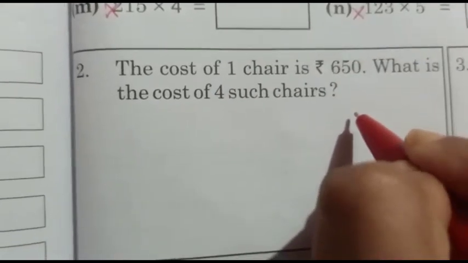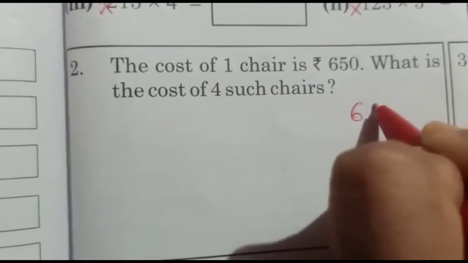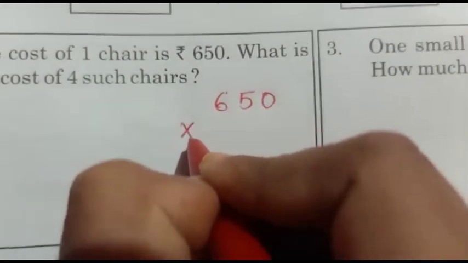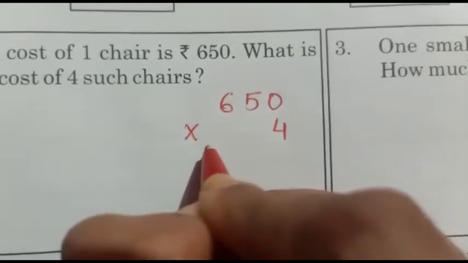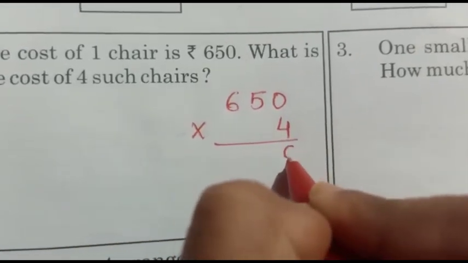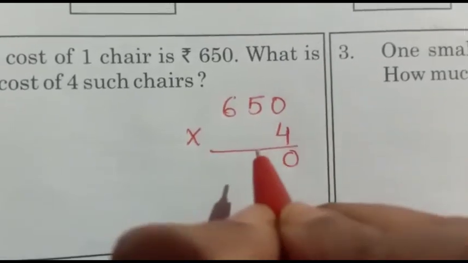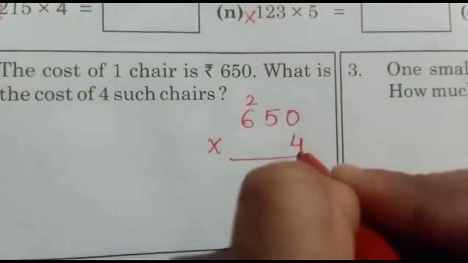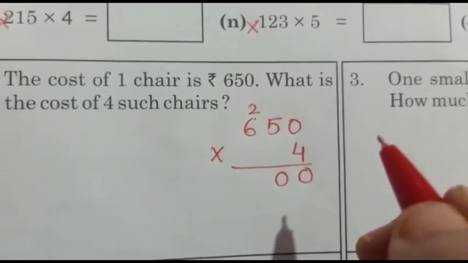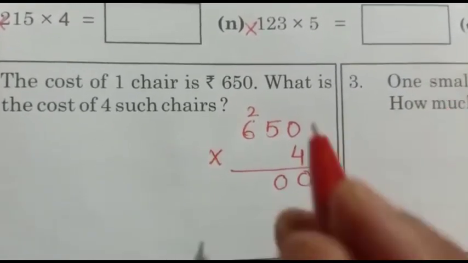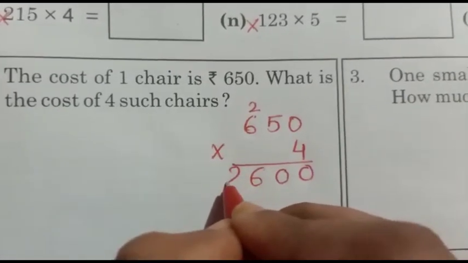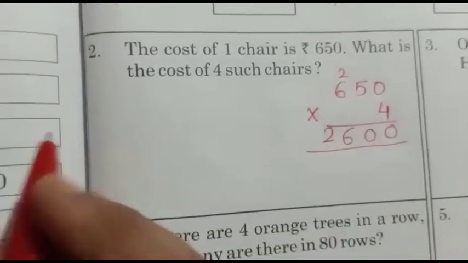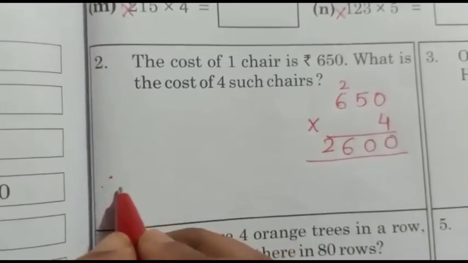So now let us do the multiplication, that is 650 multiplied by 4. Okay. 4 zeros are 0. 4 5s are 20, so 0 you will write, 2 you will carry. 4 6s are 24 plus 2, that is 26. So the answer is 2600.